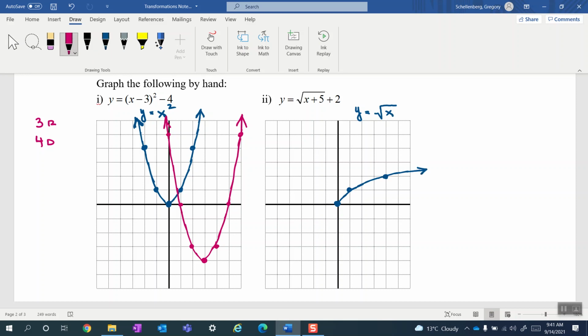And we'll identify the translations. So we've replaced x with x plus 5, so this is a shift of 5 units to the left. And we have a q value of 2. This is a shift of 2 units up. Okay, so I'll take the vertex there. I'm going to go 1, 2, 3, 4, 5 to the left, and 1 and 2 up. And then we'll regraph.